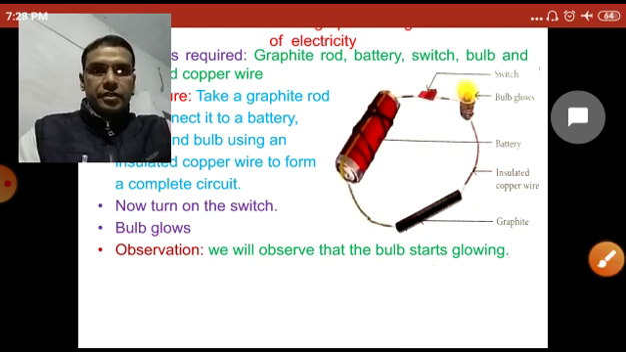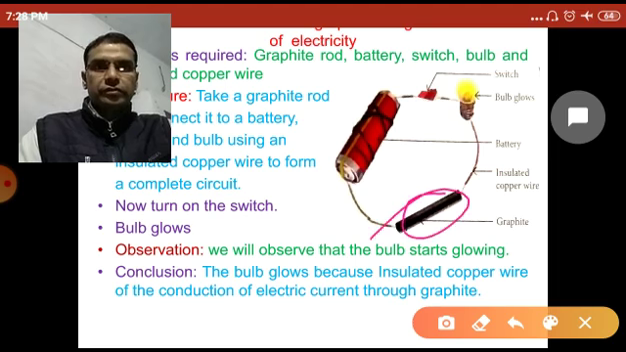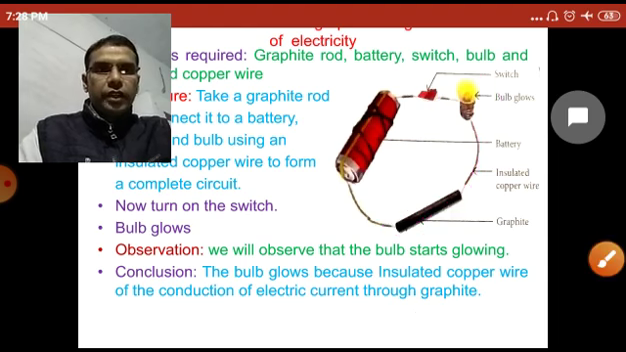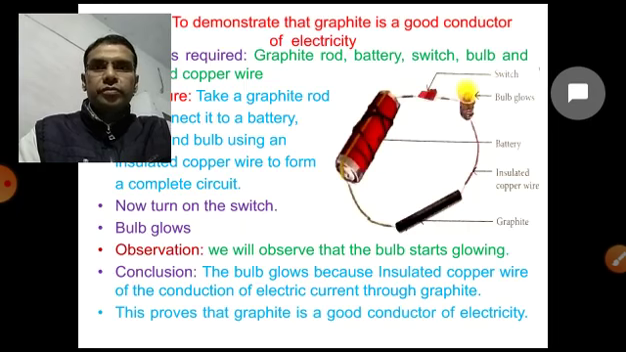Then we conclude that the bulb glows because of the conduction of electric current through the graphite rod by the insulated copper wire. If the graphite rod did not conduct electricity, then the bulb would not glow. But here the graphite rod conducts electricity, and due to that the circuit is completed and the bulb finally glows. Then we conclude that graphite is a good conductor of electricity. So it's proved that graphite is a good conductor of electricity.